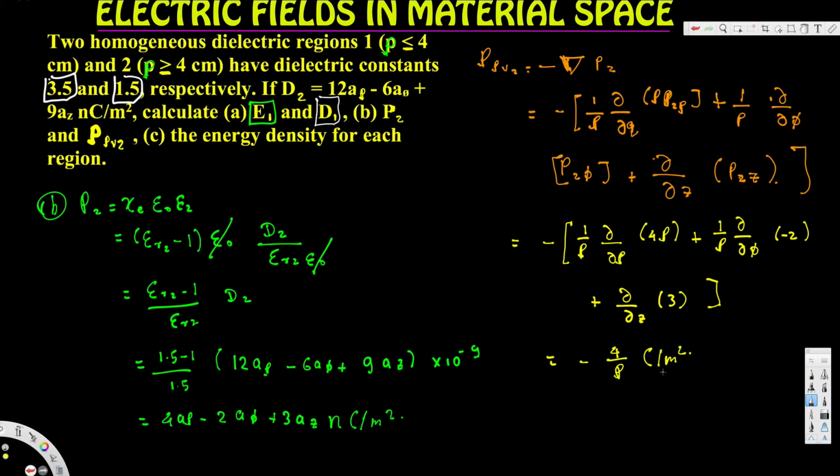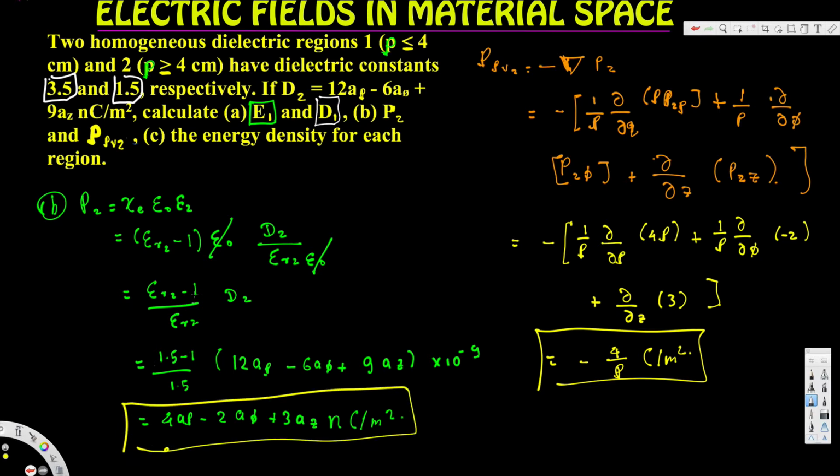Okay, so this is part B. So part B is done. Part B is the second part; the first part was asking for the P2, and we calculated that right here. Now let's go to C. Part C is asking for the energy density for each region. Okay, let's see how to find it.